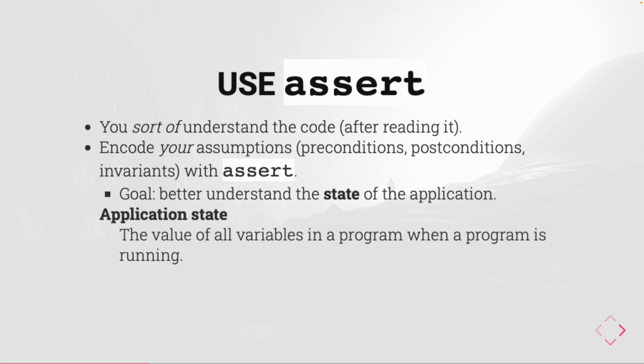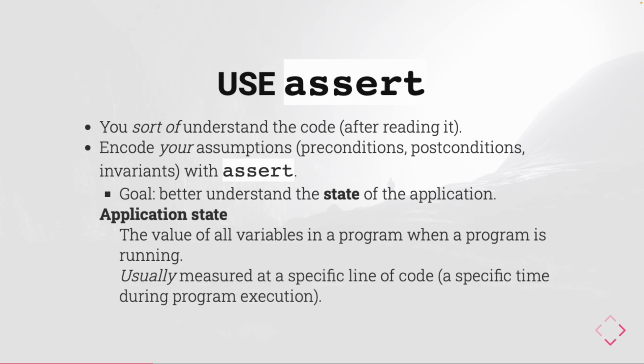The state is defined as the value of all variables in a program when a program is running. The state applies to a single moment in time. Like if you pause execution, you'll have one state, and then if you run some more code, that'll change the state. Yeah, specific time during program execution, such as a specific line of code. And then I'll talk about this in more detail later, but the counterpart of state is flow, which is basically how the state changes over time.